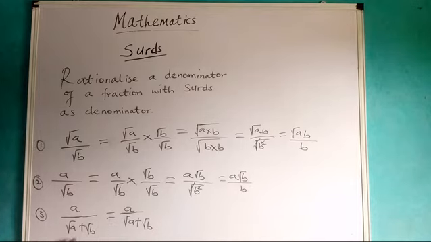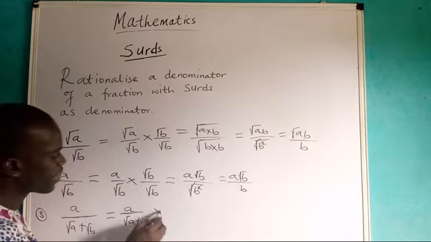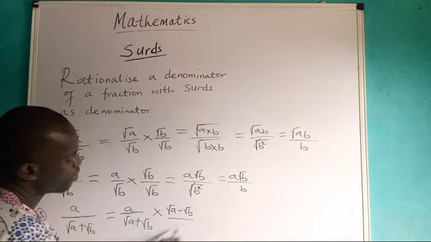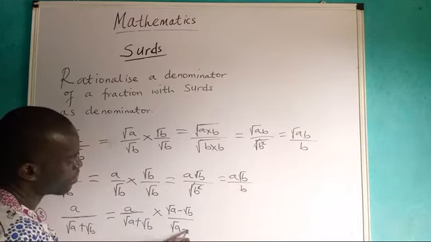The conjugate of this one is root A minus root B. I will use it to multiply the fraction, called A over root A minus root B, okay, all over root A minus root B.